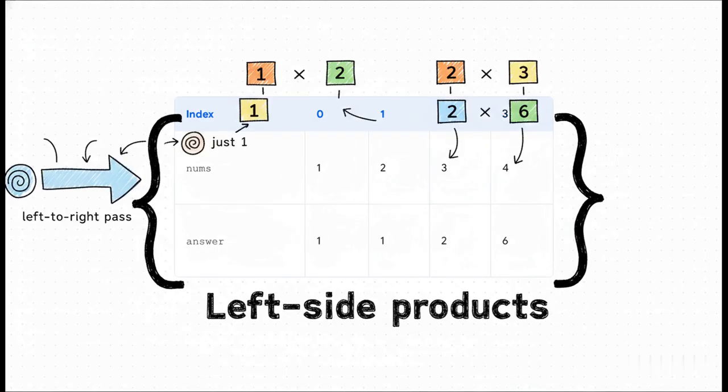All right, let's do our first pass, going from left to right. For index 0, well, there's nothing to its left, right? So we just put a 1 as a placeholder. For index 1, the only thing to its left is the 1 at the start of nums, so we put a 1. Now for index 2, we multiply everything to its left. That's 1 times 2, which gives us 2. And finally, for index 3, we multiply 1 times 2 times 3, and that gives us 6. So after this first pass, our answer array is holding all of those left side products.